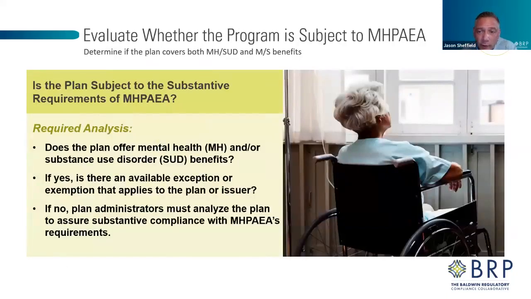Evaluate whether the program is subject to MHPAEA, our next set of standards here. Does the plan offer mental health and/or substance use disorder benefits? If you don't offer any of these benefits, and you're sending out your letter to your participants to notify them, then you don't have to test for mental health parity compliance. If you are offering them, is there an available exception or exemption that applies to the plan issuer?